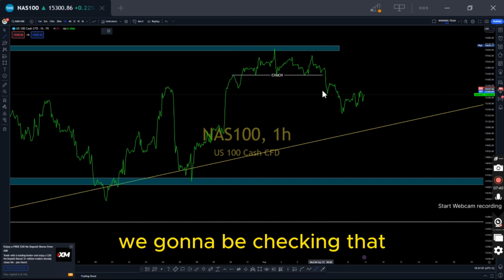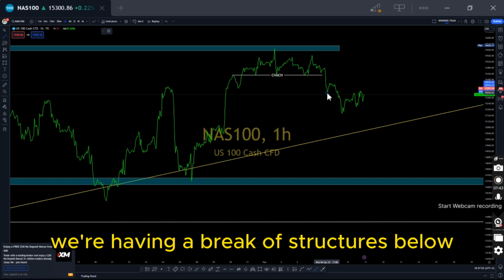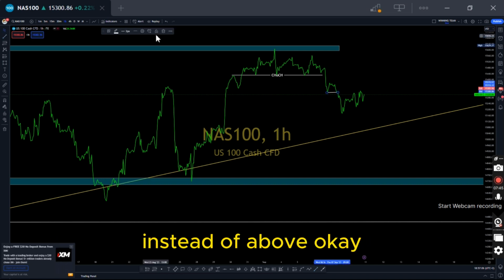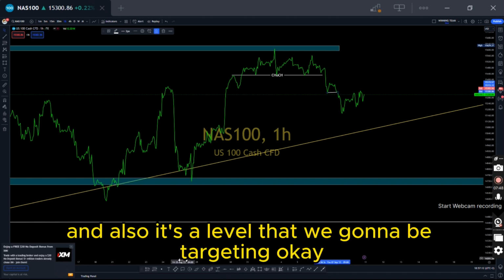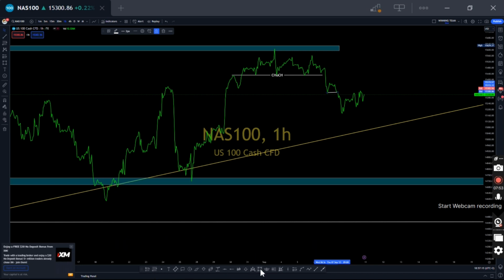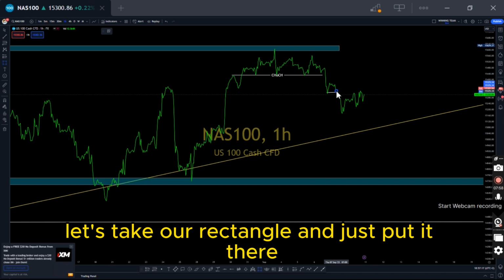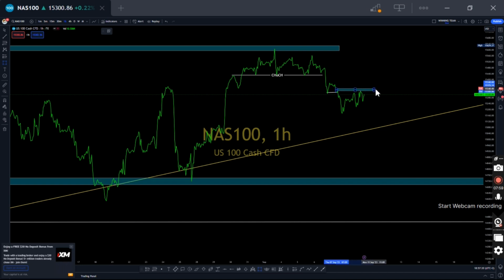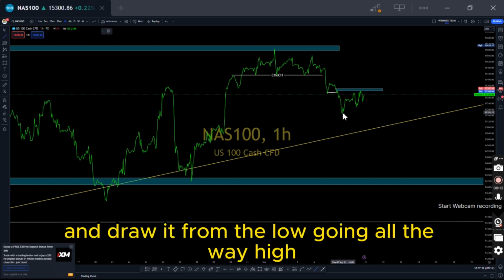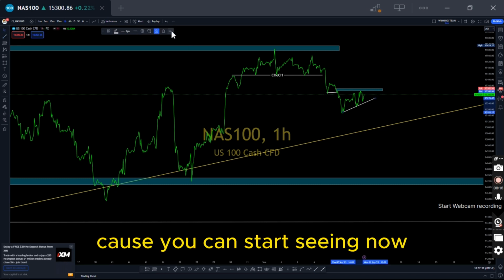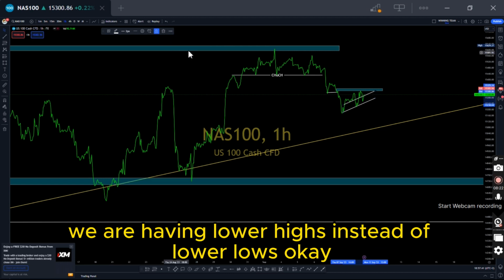We're gonna be checking that, and if you can start seeing now here, we're having a break of structure below instead of above. That's a nice break of structure there, and also it's a level that we're gonna be targeting. Let's take our rectangle and just put it there. Also we're gonna take our trend line now and draw it from the low going all the way high, because you can start seeing now we are having lower highs on that pattern.